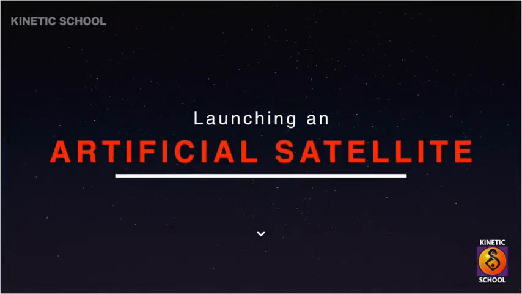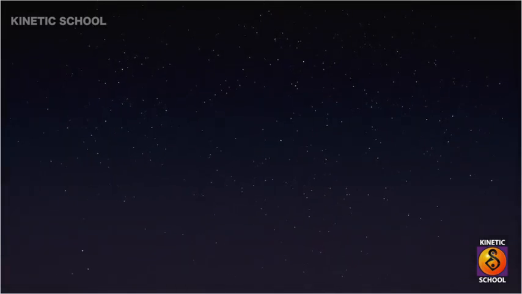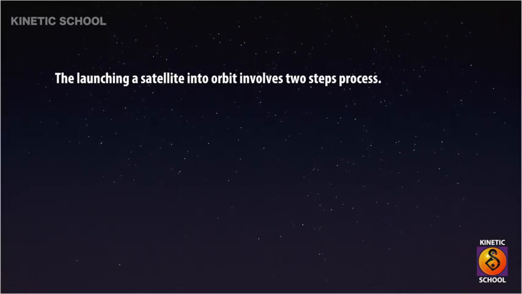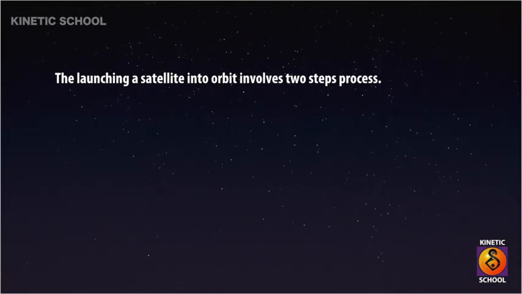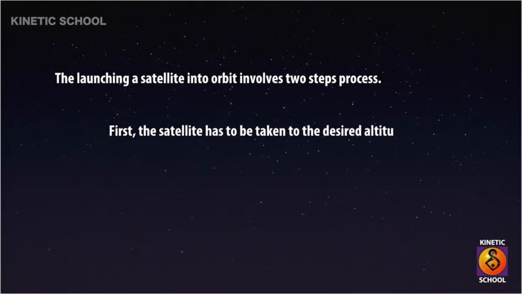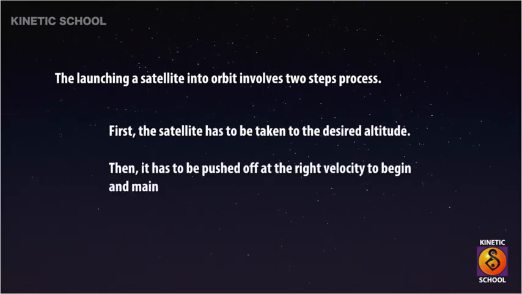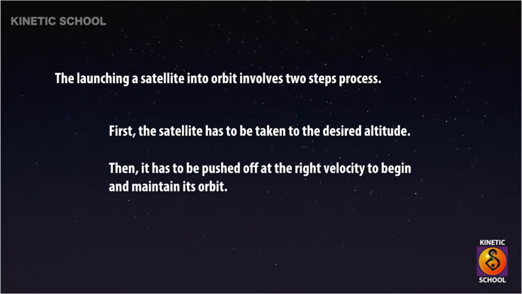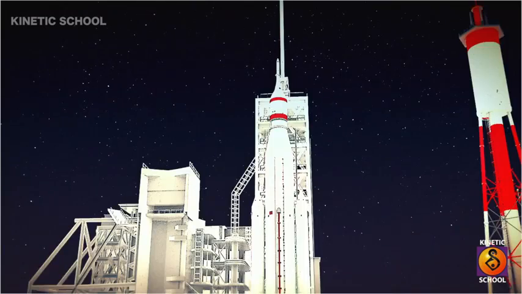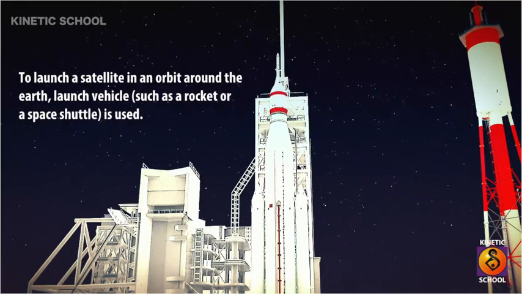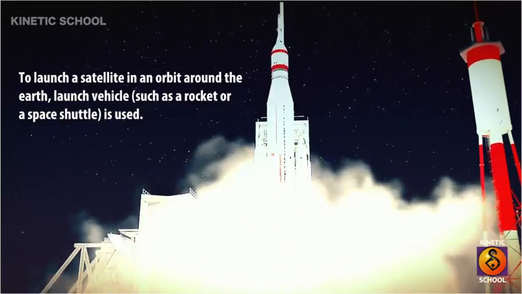Launching an artificial satellite. Launching a satellite into orbit involves a two-step process. First, the satellite has to be taken to the desired altitude. Then, it has to be pushed off at the right velocity to begin and maintain its orbit. To launch a satellite in an orbit around the Earth, a launch vehicle, such as a rocket or a space shuttle, is used.